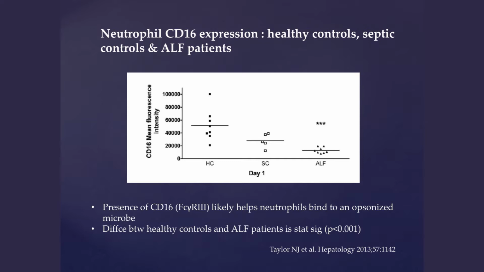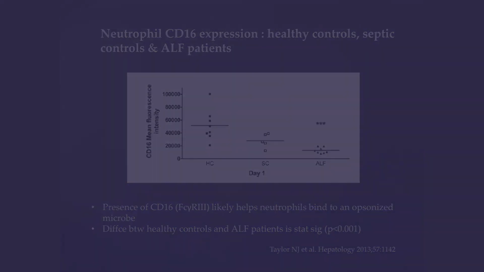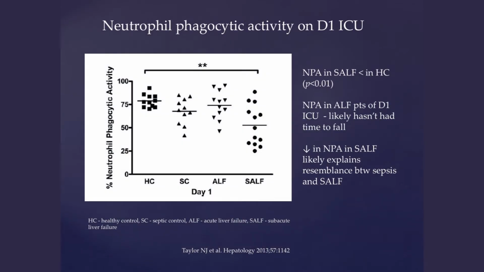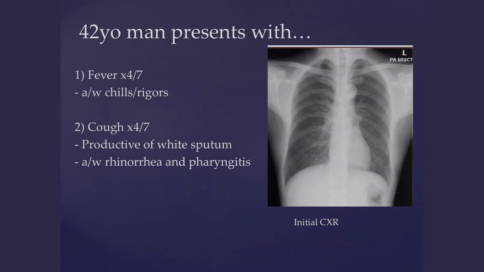And if you look at the neutrophil phagocytic activity, the ability of these neutrophils to perform phagocytosis on the first day that they're admitted to ICU, patients with subacute liver failure actually do more poorly. So here it's very interesting. Acute liver failure patients do a bit better, but if the failure drags on, you find that their neutrophils will somehow also lose the ability to phagocytose. So there is some basic science behind the observation that patients with hepatic failure are also at risk of developing disseminated aspergillosis. So this is a case that we saw a few years ago.